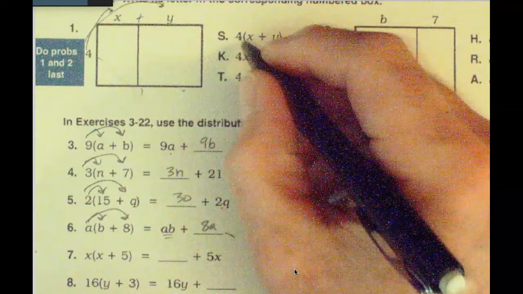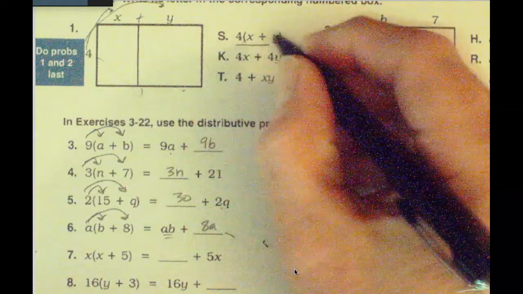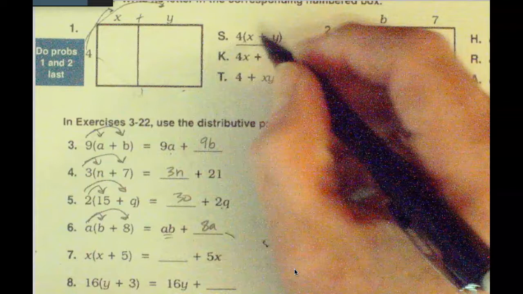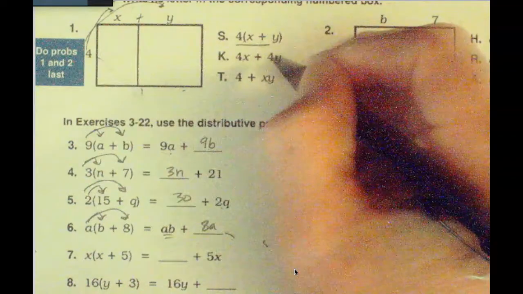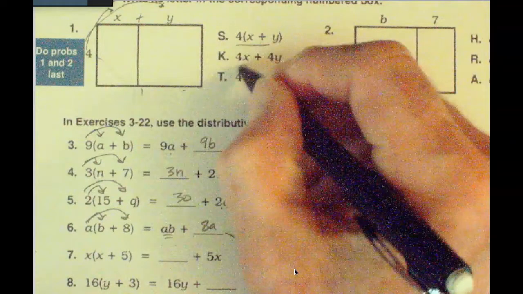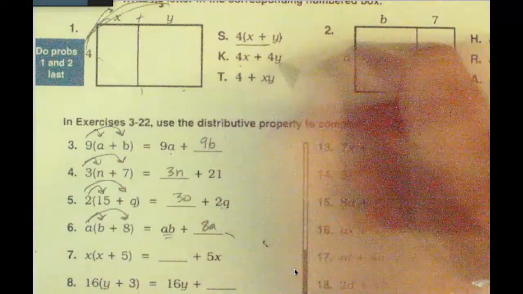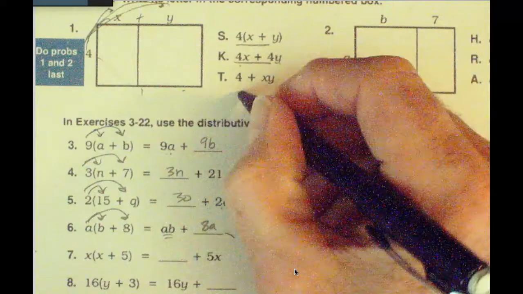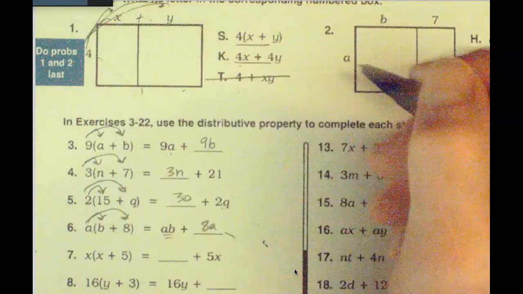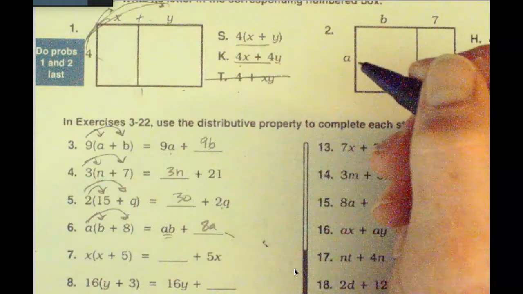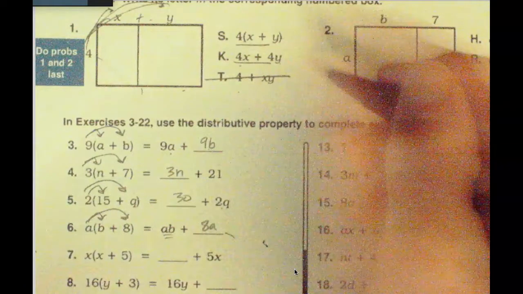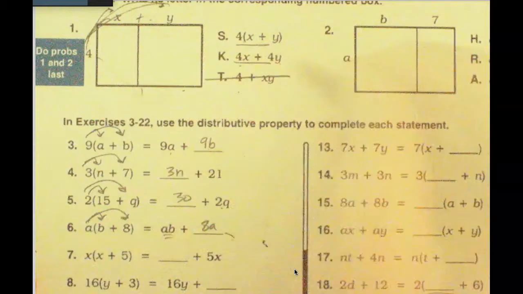Here is the 4 times x plus y. Yes, this would work. 4 times x plus y, that would give me the area. Here is 4 times x, 4x plus 4y, that would work. But 4 plus x times y, that one's not going to work. And if you read the question up here, they're asking which answer does not work. So number 1 is just T.